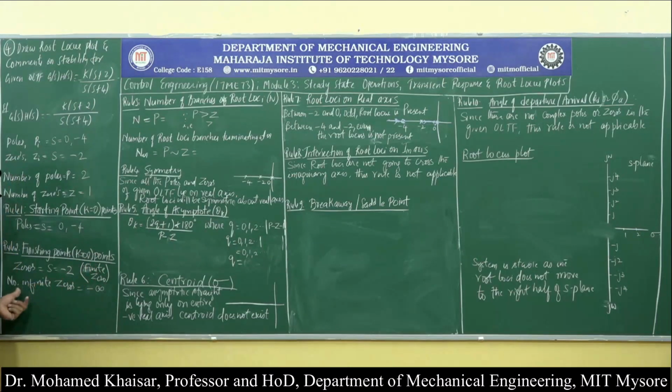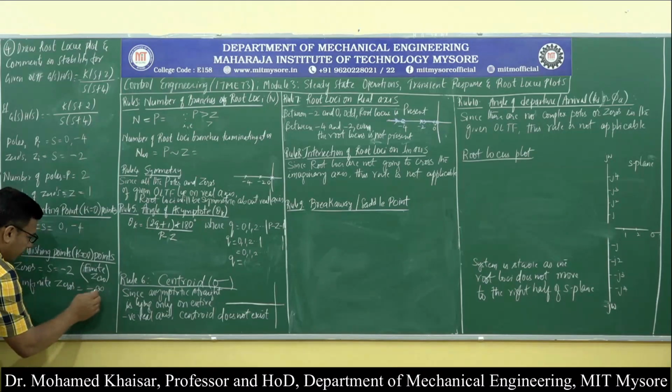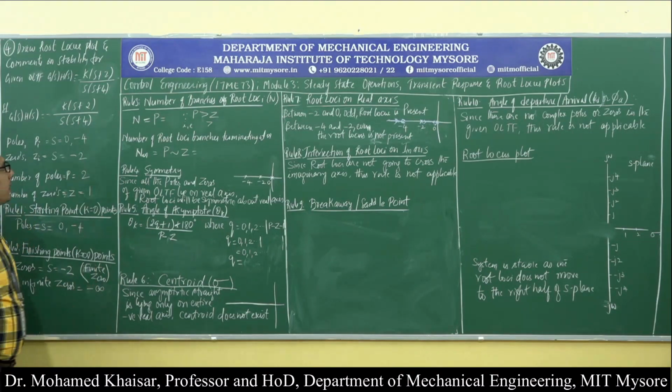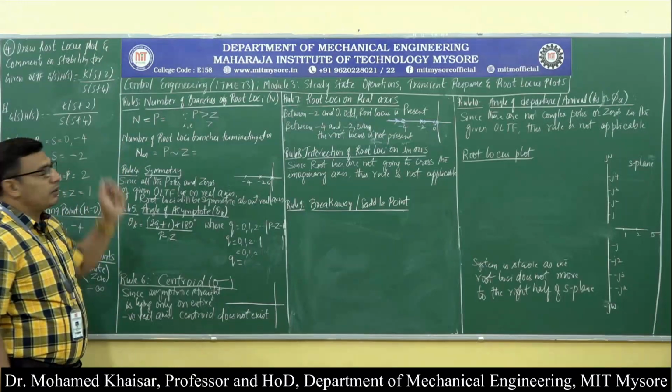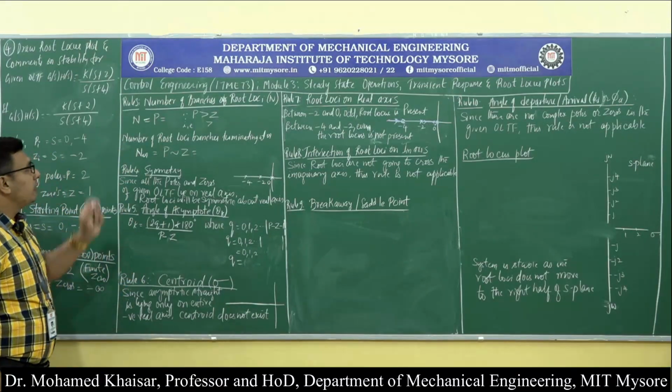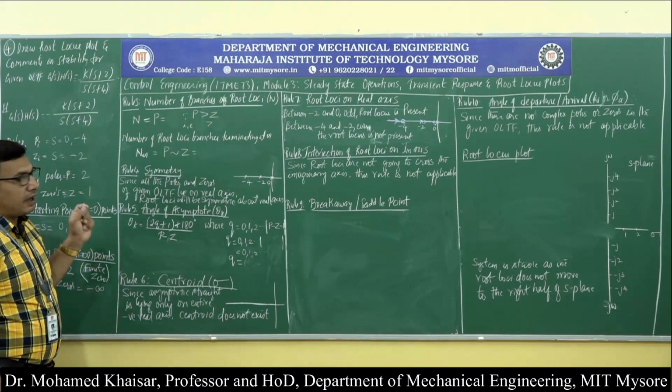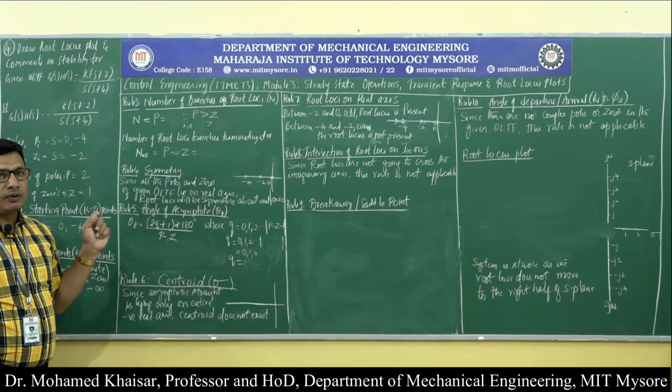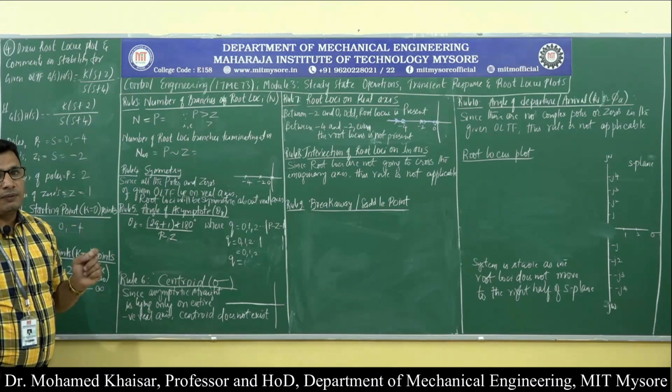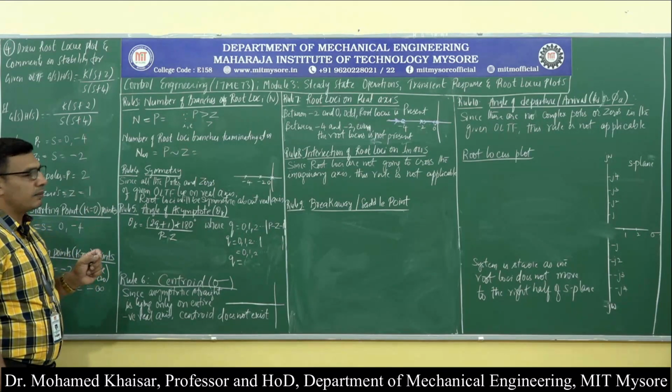That is why we call it as infinite zero. So number of infinite zeros will be equal to minus infinity, that will be only 1. Then rule number 3 is going to be the number of branches of root loci, that is denoted by n. And as we know, the number of branches of root loci will be equal to number of poles if the number of poles is going to be more than number of zeros.